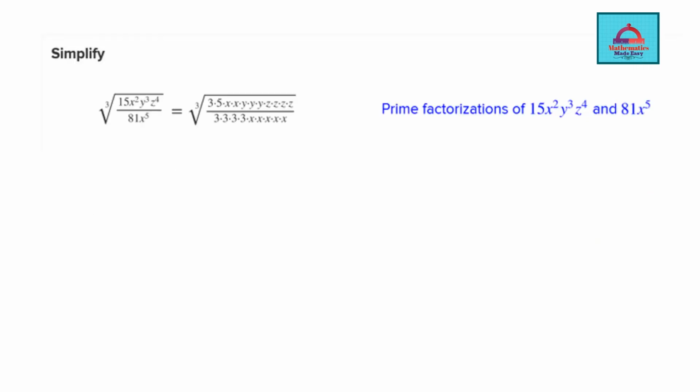Okay, let's solve this question, and in this question we are going to do some sort of cancellation. We first do the prime factorization of the numerator and denominator. So 3 and 3 is going to cancel, 2x is going to cancel with 2x. So you are left with cube root of 5 y to the power 3 z to the power 4 over 3 cube x to the power 3.